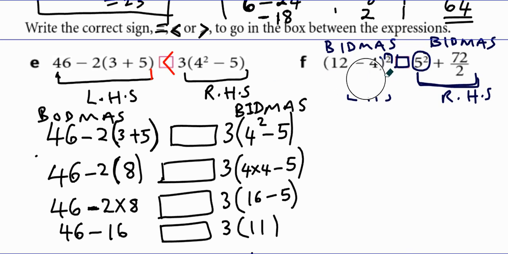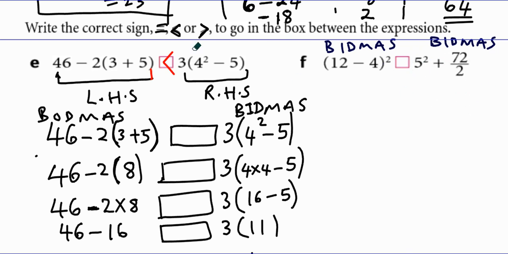Now, how do we move from here? You simplify the left-hand side, and then you simplify the right-hand side. So you go simultaneously. Now, on the left-hand side, we have brackets 12 minus 4. 12 minus 4 is 8. But there is power 2.